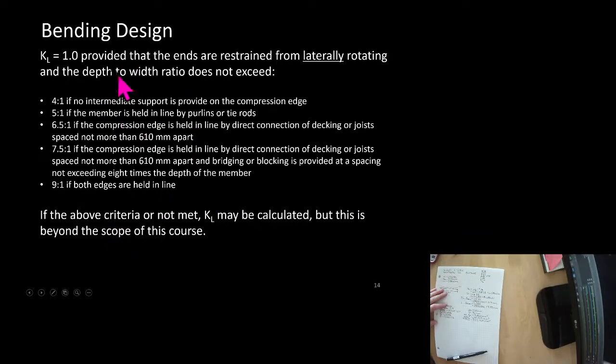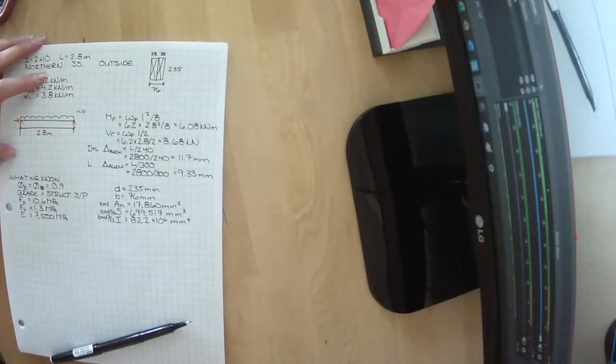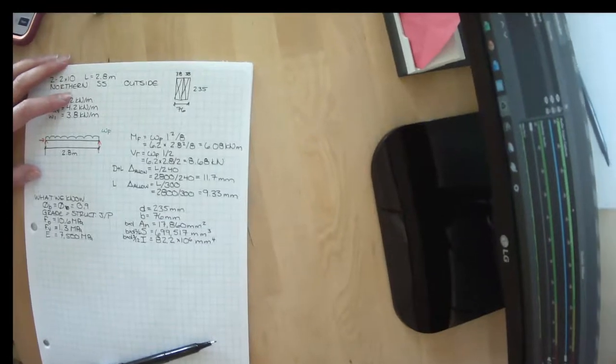And that means the last factor we need to worry about is KL, or the tendency of the top chord to buckle. Well, we need to know what ratio we have of B to D. Taking that right off the screen.